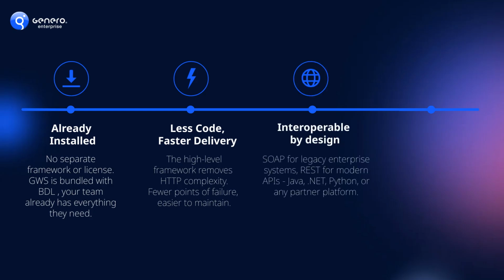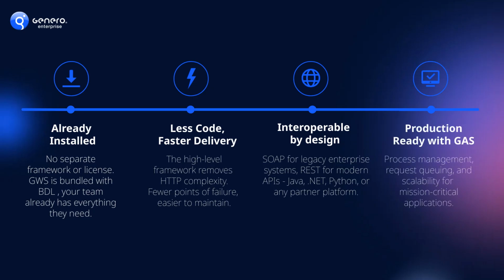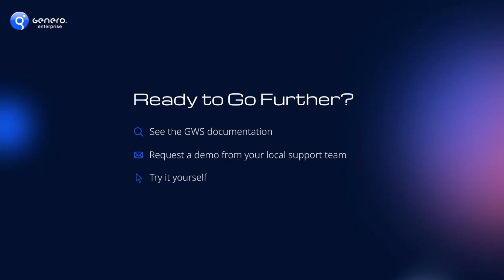Third, your Genero applications can integrate with virtually any external system. Whether it's a legacy enterprise system via SOAP, a modern third-party API via REST, or a partner platform that doesn't need Genero at all, GWS handles it. And fourth, when you move to production, Genero Application Server gives you the process management, request queuing, and scalability your mission-critical Genero applications need. Genero Web Services gives your applications the ability to connect to any system, as a server, as a client, over SOAP or REST.